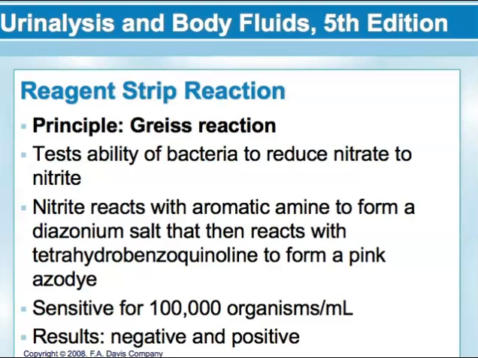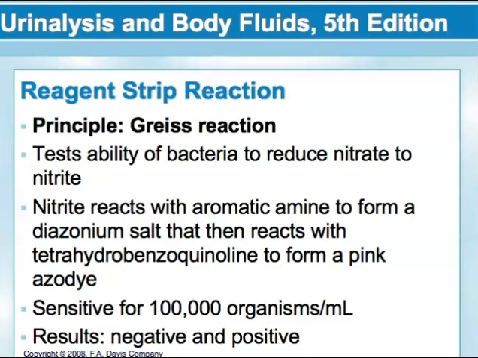The reagent strip reaction. So nitrate, which normally appears in urine, is broken down by certain bacteria that have the ability to reduce nitrate to nitrite, which does not normally appear in urine. This is detected by what is called the Griess reaction, where nitrite in an acidic environment reacts with an aromatic amine to form a diazonium compound that then reacts with the reagent compounds to produce a pink colored azo dye.